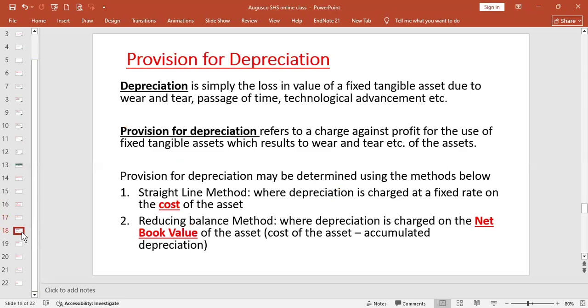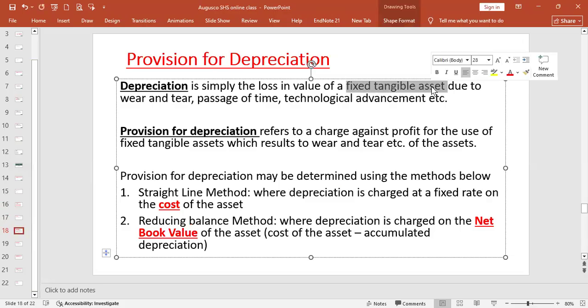Now let's look at provision for depreciation. This concept is very broad, but under the final account, we try to summarize it and only tell you how to deal with provision for depreciation in the final account. So what is depreciation? Depreciation is simply the loss in value of a fixed tangible asset, and you need to note this. It's the fall in value of a fixed tangible asset due to wear and tear, passage of time, or technological advancement.